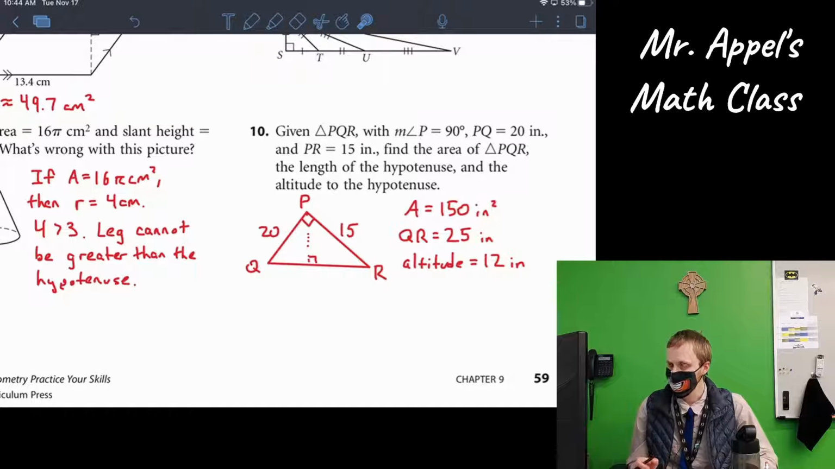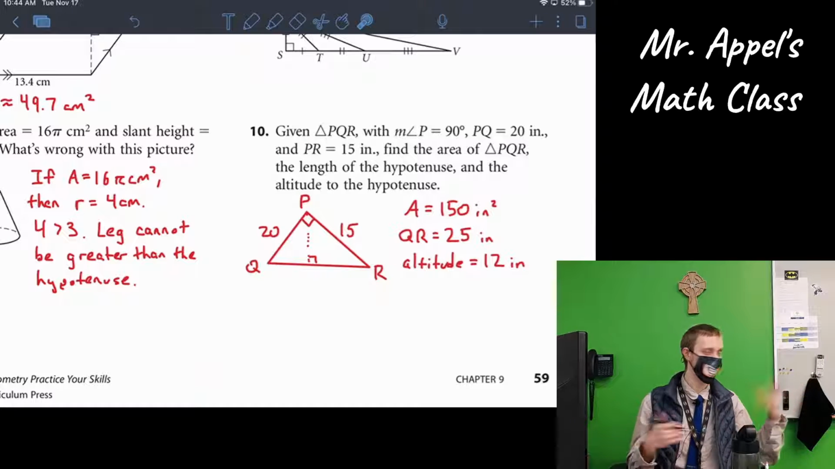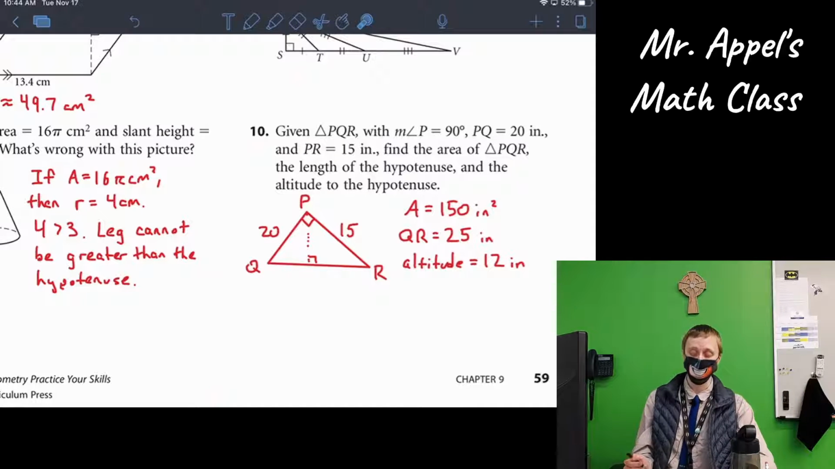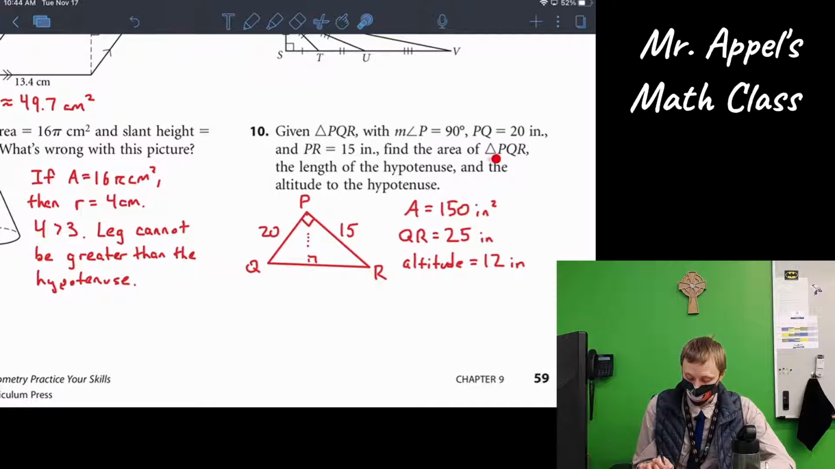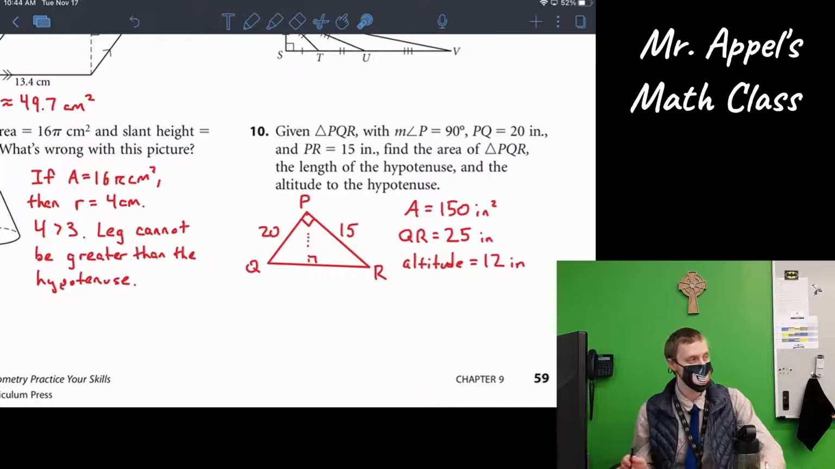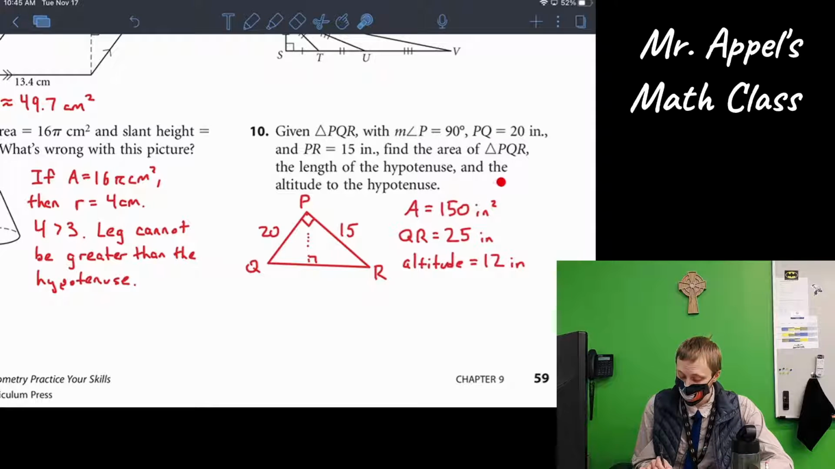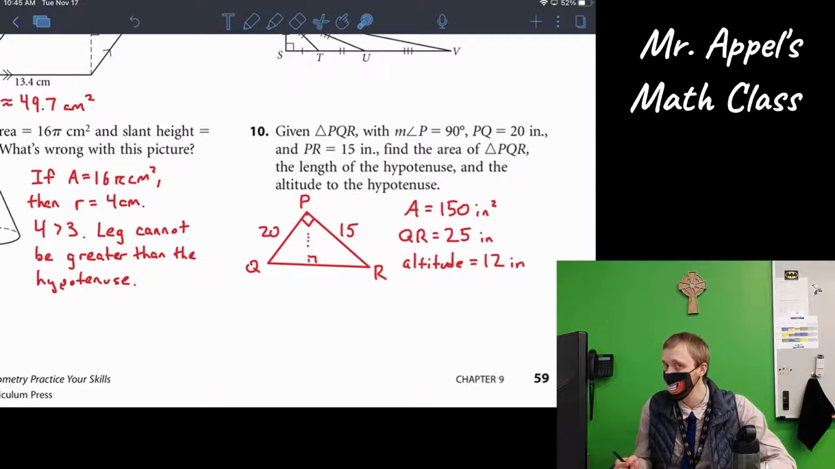And number 10, also a good thought provoker here. Start by drawing the picture. If you did not set up this picture here and you had trouble, I can't help you there. You've got to draw the figure. Okay? And ultimately, they want you to find the area. Well, it's a right triangle, and I have 2 legs perpendicular to each other. Great. Multiply. Take half that. There's the area. Find the hypotenuse. Got 2 legs. Pythagorean theorem to get the hypotenuse. Straightforward so far. The tricky bit is the altitude to the hypotenuse.